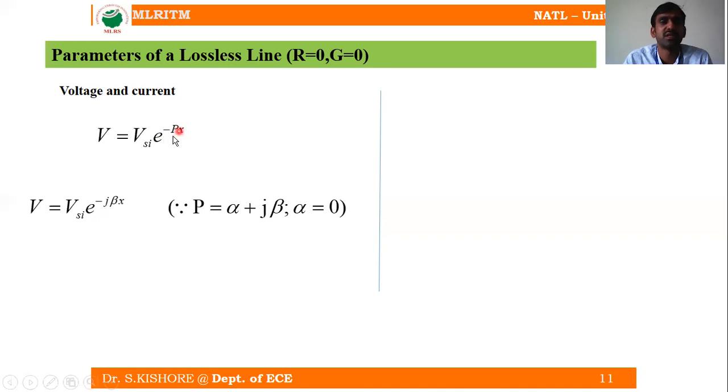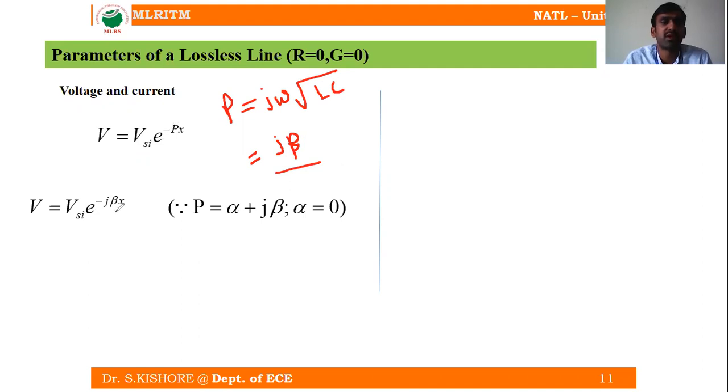For a lossless line P is equal to j beta, because we got the value P is nothing but j omega root over LC. But we know that beta is equal to omega root over LC. So that means this can be expressed as P is equal to j beta. So simply substituting that value here, P is equal to j beta.